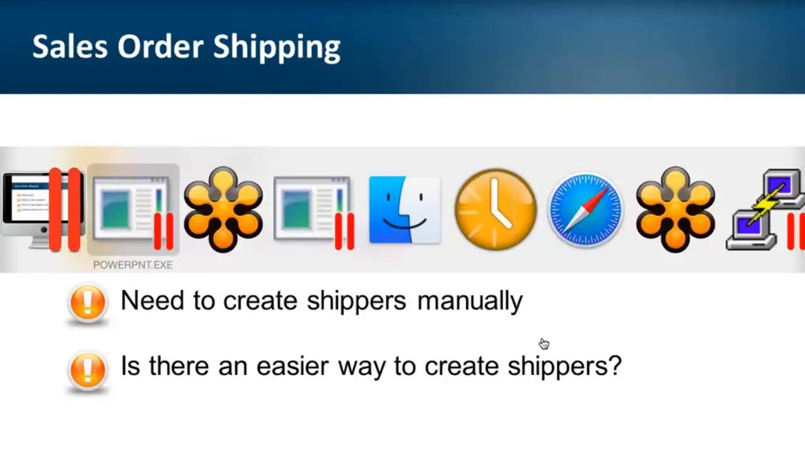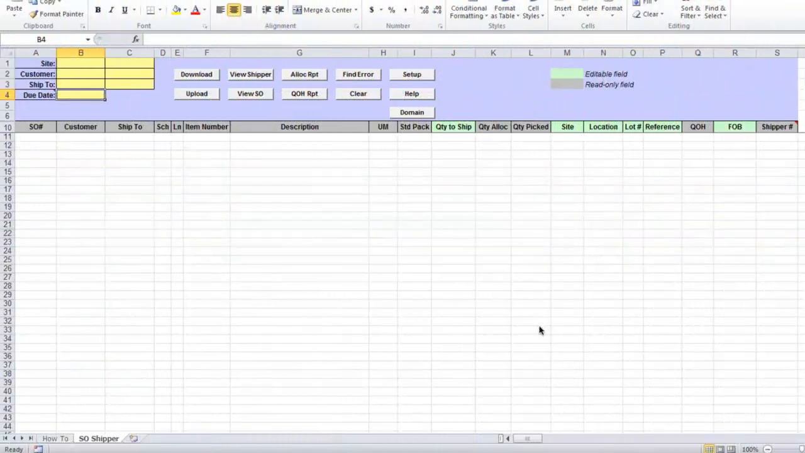So let's look at the shipper loader itself. Sales Order Shipper Data Loader allows you to download from QED detailed information about due or upcoming shipments for a selected range of sites, customer, and ship-to codes, and quickly convert this information into sales order shippers in QED.